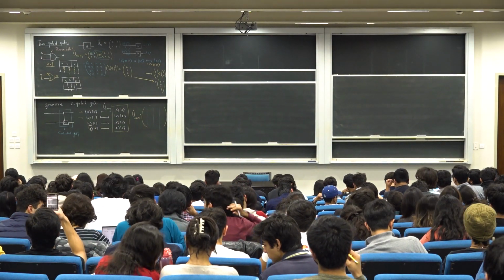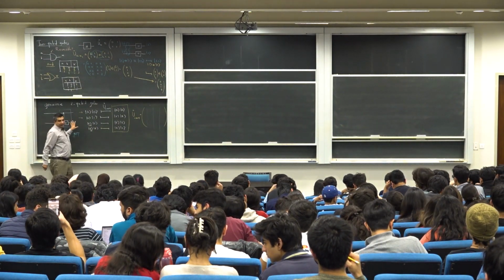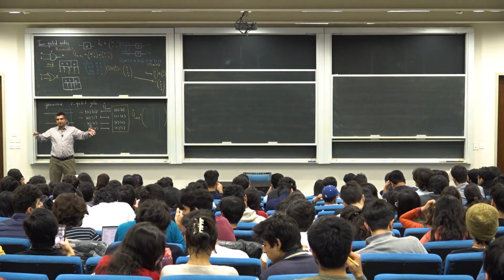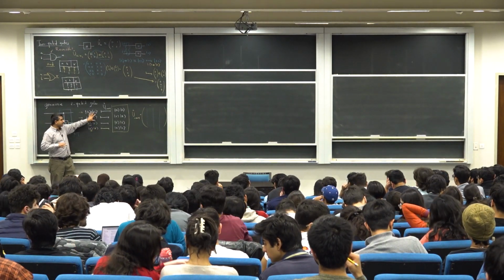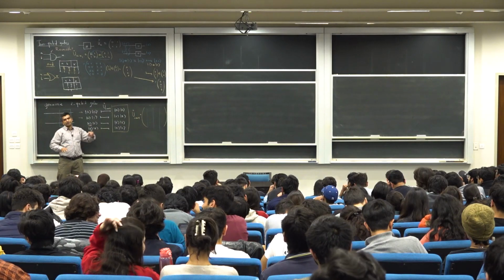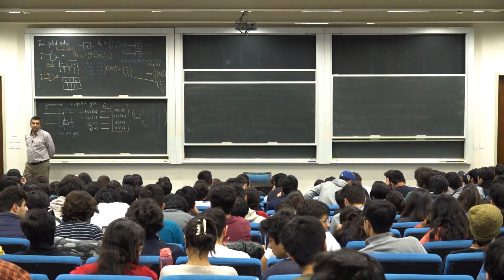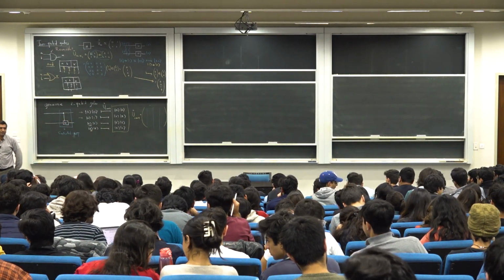Can you please attempt writing down this matrix which corresponds to this logic gate? The question is, every operation has a matrix representation. I would like to write down the matrix representation for this operation. What's the matrix for this control NOT gate?